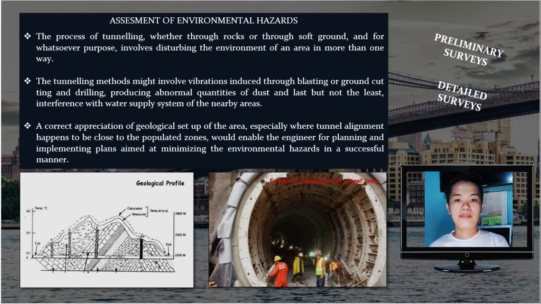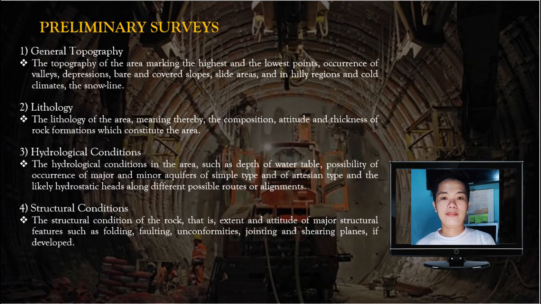Thus, preliminary and detailed surveys are conducted. The preliminary surveys for tunneling cover, first, the general topography of the area, marking the highest and the lowest points, occurrence of valleys, depressions, bare and covered slopes, slide areas, and in hilly regions and cold climates, the snow line. The second is the lithology of the area, meaning thereby the composition, attitude, and thickness of rock formations which constitute the area. The third is the hydrological conditions in the area, such as depth of water table, possibility of occurrence of major and minor aquifers, of simple type and of artesian type, and the likely hydrostatic heads along different possible routes or alignments.